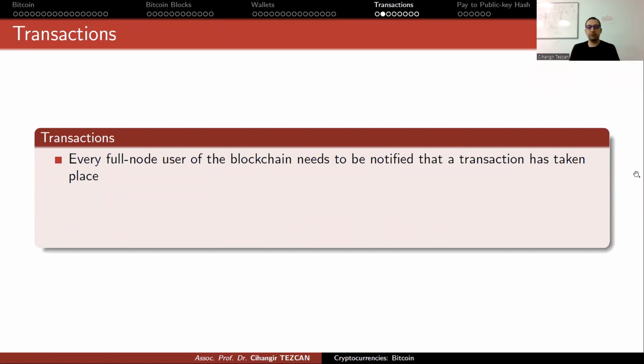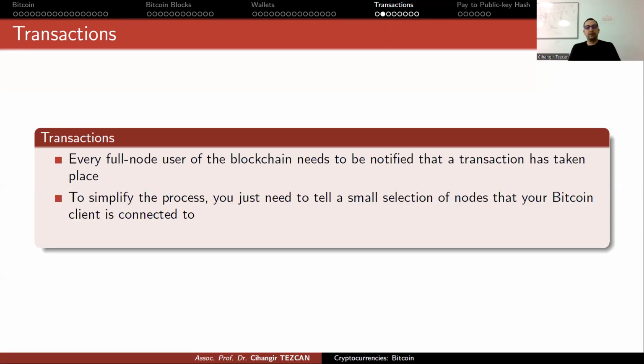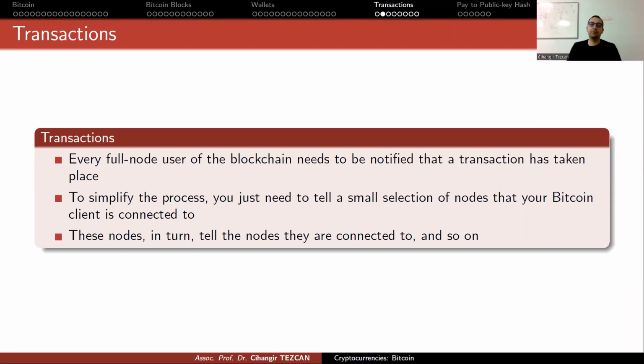So every full node user of the blockchain needs to be notified that a transaction has taken place. To simplify the process, you just need to tell a small selection of nodes that your Bitcoin client is connected to. These nodes, in turn, tell the nodes they are connected to, and so on. Whenever you install Bitcoin Core software, generally you connect to like 5 or 8 clients. Generally in the network, there are thousands of nodes, maybe 2,000 or 3,000. So you only announce your transaction to like 8 people. But in turn, those 8 nodes also notify other 8 nodes and so on and so forth.